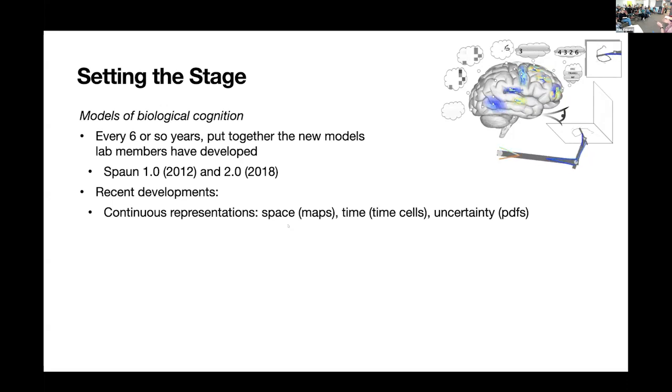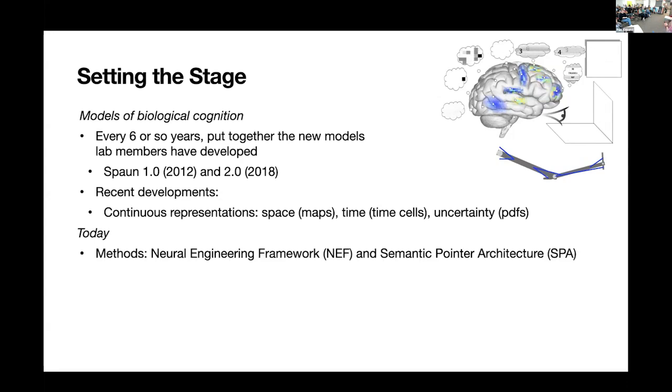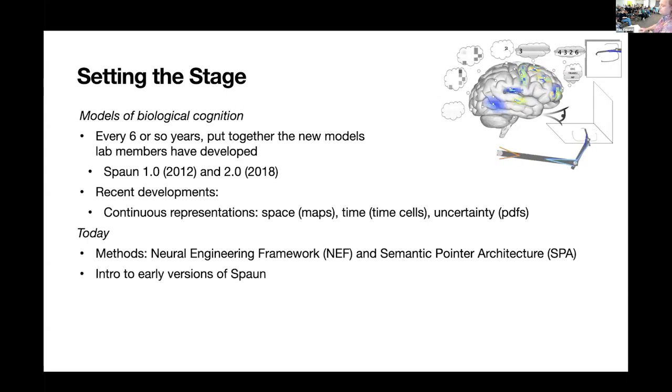So those are the kinds of things that we'd like to introduce into the next version of Spawn. And today what I'm going to talk about is giving you a very brief overview of some of these methods. I understand that Terry gave a nice long talk on the neural engineering framework technique, so that's great. I will briefly mention the semantic pointer architecture techniques, which are sort of introduced in that book, How to Build a Brain. And this is basically all by way of giving you the vibe of the types of models that we build, to help you understand what we're trying to do in Spawn 3.